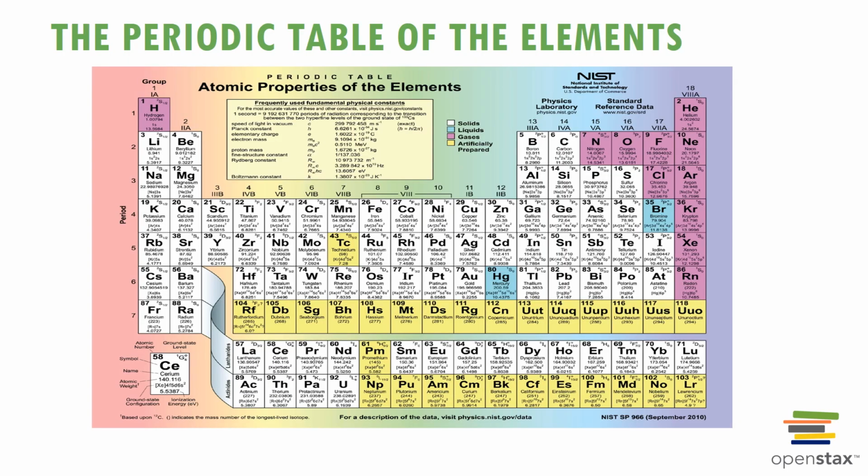And here's the periodic table of elements. You will not be responsible for memorizing the periodic table of elements, but you should recognize the major elements and recognize them by their chemical symbol. For example, oxygen is O, carbon is C. Calcium, Ca, potassium, K.